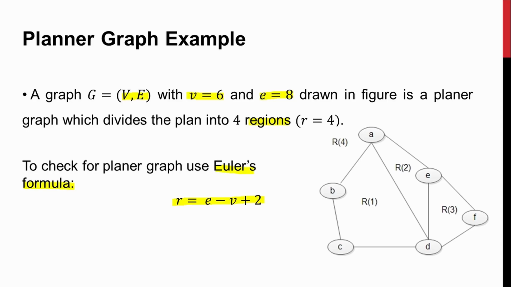So we have edges 8, vertices 6, plus 2. So 8 minus 6 plus 2 is equal to 4. So the number of regions we have is 4: the 1, 2, 3 and 4. From this formula, if we have any two things like vertices and edges, then we can calculate the regions. If we have vertices and regions, we can calculate the number of edges. If we have the regions and edges, we can compute the number of vertices. Thank you.